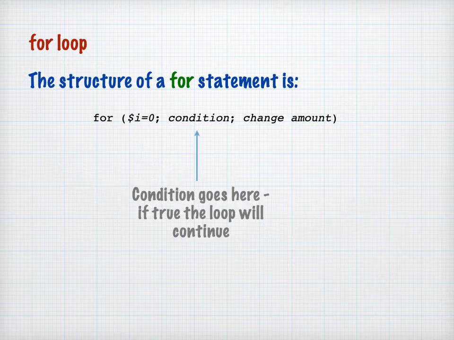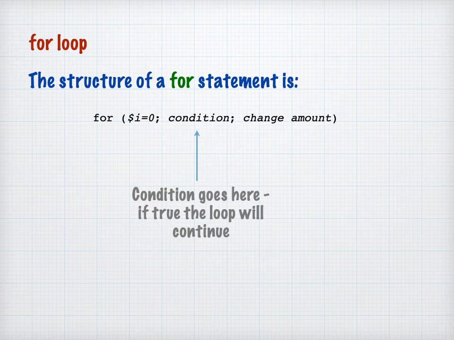Now the second thing is the condition, and this condition is very similar to conditions when we looked at them in if statements. This will be evaluated to see if it's true or false. If this is true, the loop will continue. The moment that the condition hits false, the loop will stop, and any code or HTML that comes after this point would then be processed. In other words, we would jump out of the loop and our program would continue after the loop point in the code.